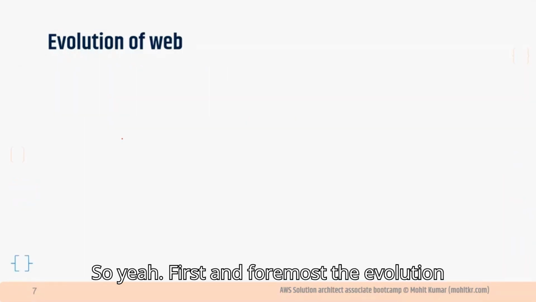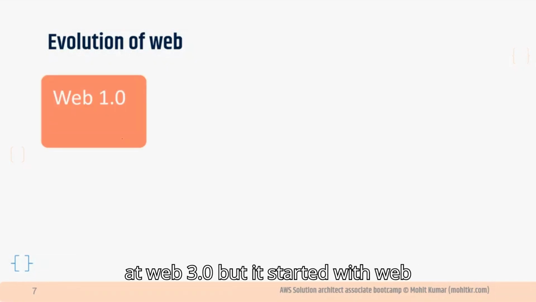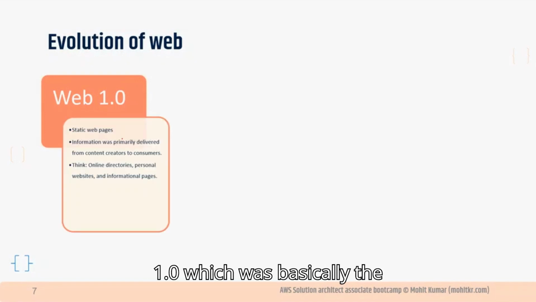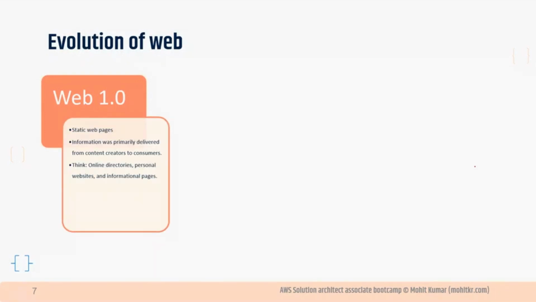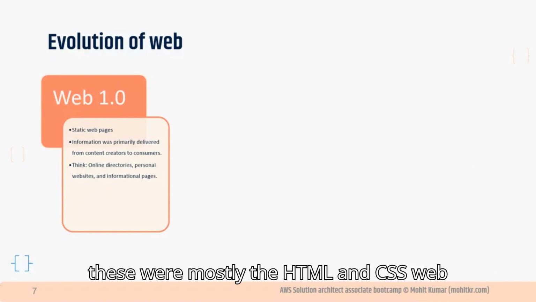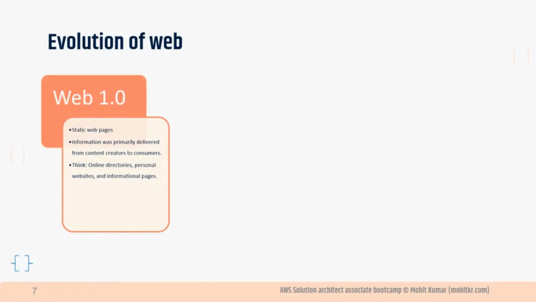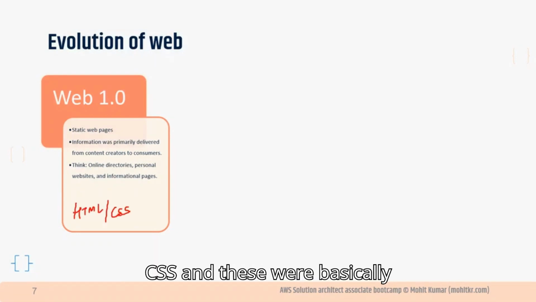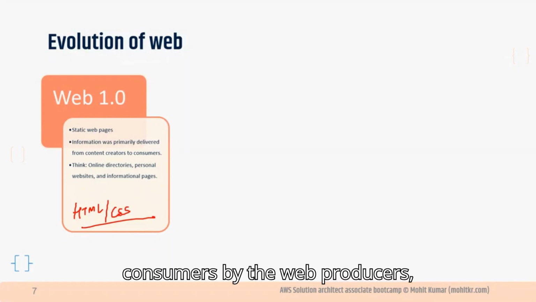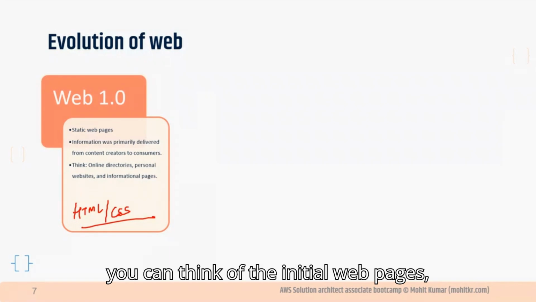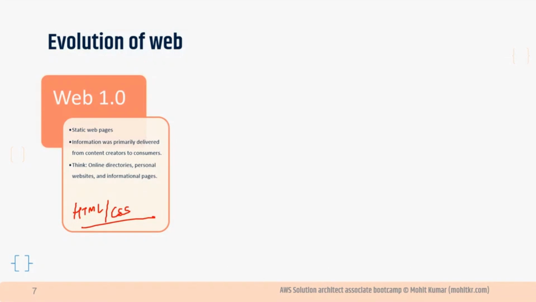So first and foremost, the evolution of the web. Right now we are at Web 3.0, but it started with Web 1.0, which was basically static web pages. These were mostly HTML and CSS web pages, and they were basically read-only, with content created for the consumers by the web producers. You can think of the initial web pages, for example, news pages.